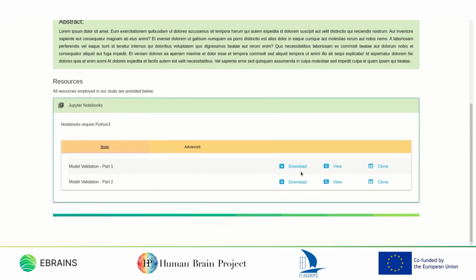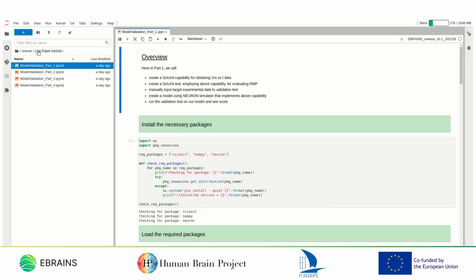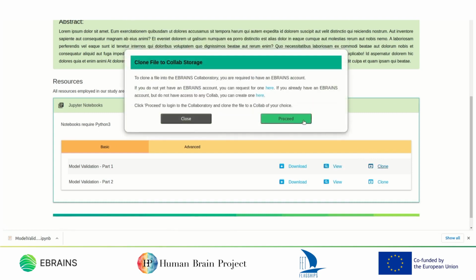For each entry, the users have three options of downloading them, viewing them online, or cloning them onto their own Collab workspace.